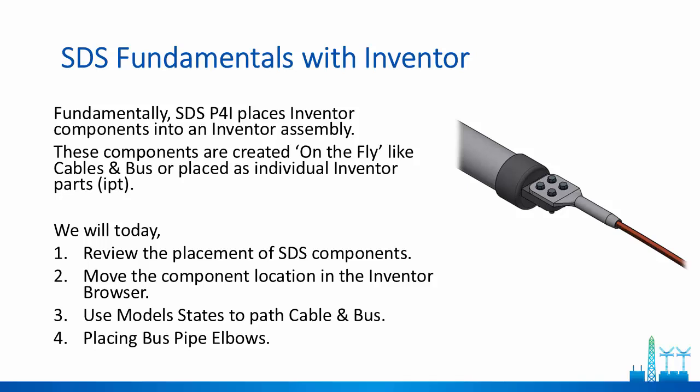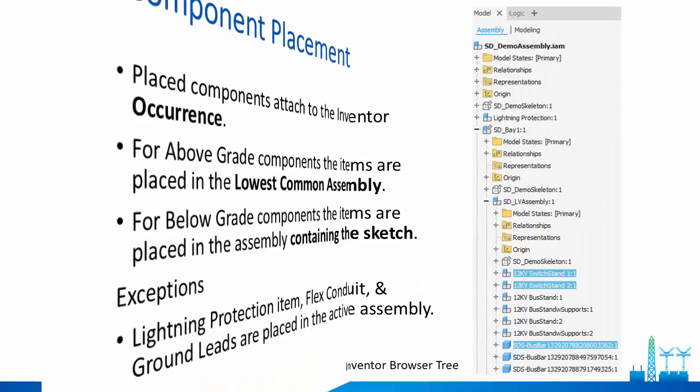Today, we're going to review the placement of SDS components. We're going to take a look at the component location in the Inventor browser and what we can do with that location. We'll use model states to path cable and bus. We're going to work with model states and have some trickery in there. It'll be fun. And we will show the proper method of placing bus elbows and running bus to those elbows.